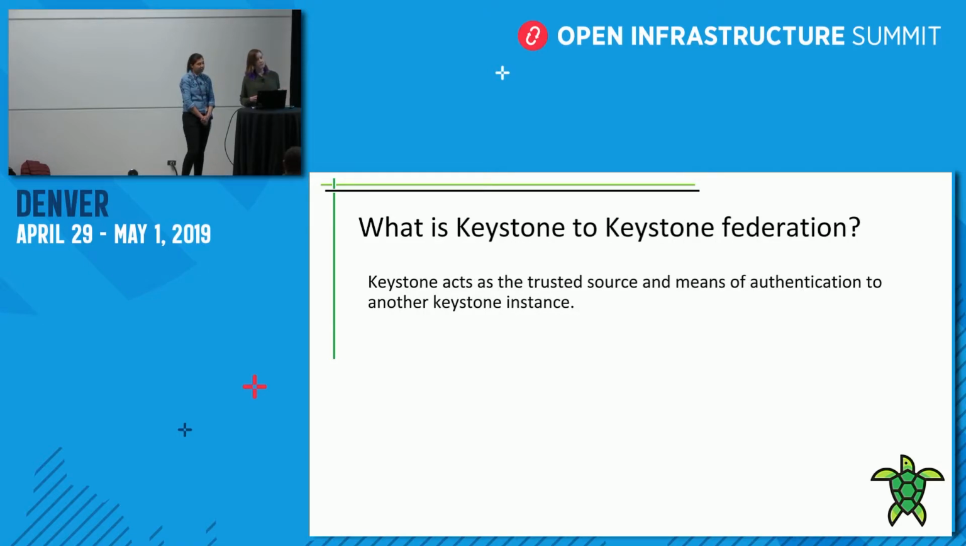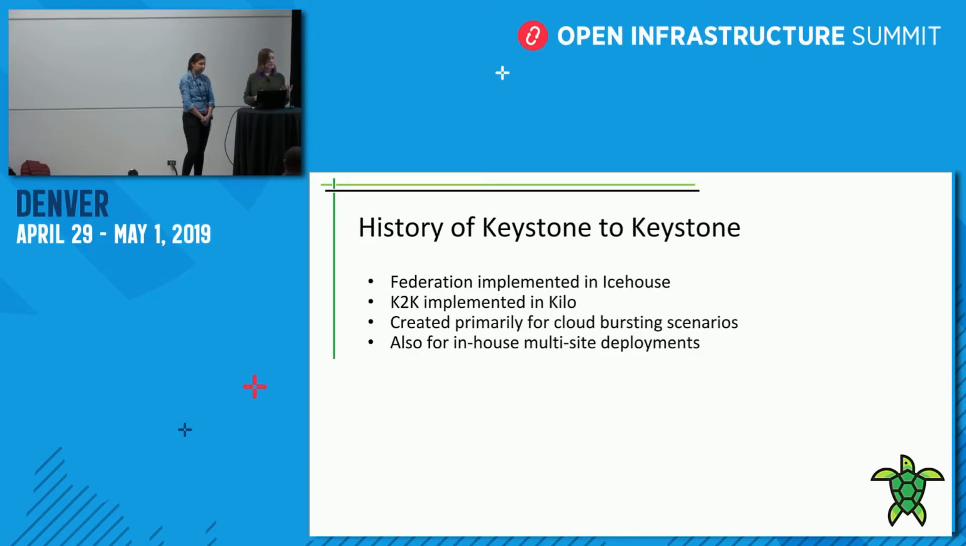So what makes Keystone to Keystone special is, in this case, Keystone itself acts as that authoritative identity source, and it provides that information to another Keystone service. So in this type of system, there's no need for an external identity provider. This feature has been around for actually quite a long time. The original Federation implementation was implemented in Icehouse, and then the Keystone to Keystone Federation came along in Kilo. So it's not a really new idea.